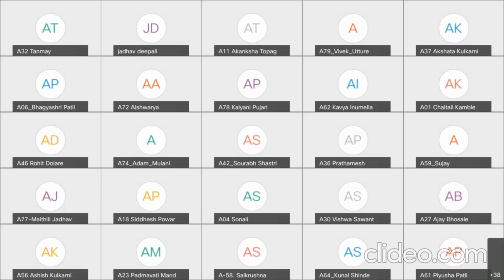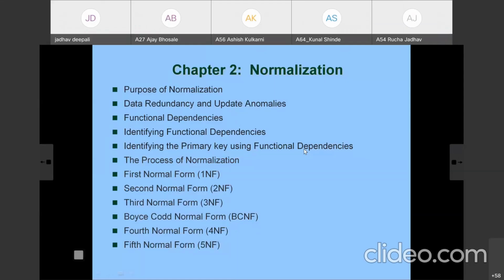When we consider normalization, these are the points we need to cover. The first one is the purpose of normalization, data redundancy and update anomalies, functional dependencies, identifying functional dependencies, identifying the primary key using functional dependencies, the process of normalization, first normal form, second normal form, third normal form, Boyce-Codd normal form, fourth normal form, fifth normal form.